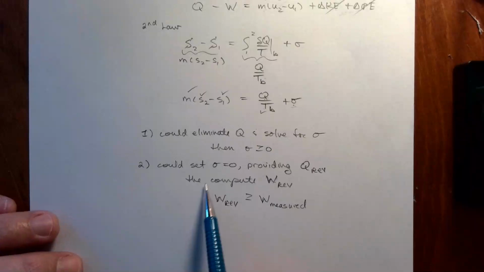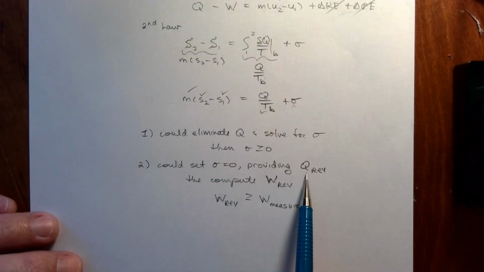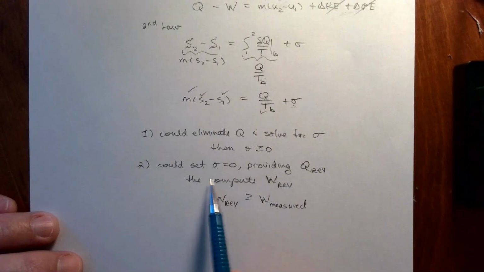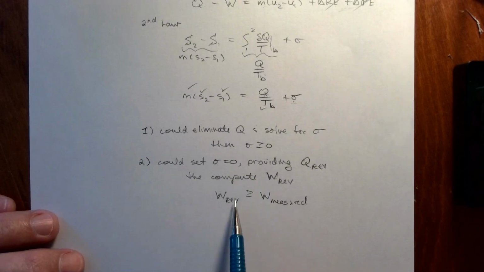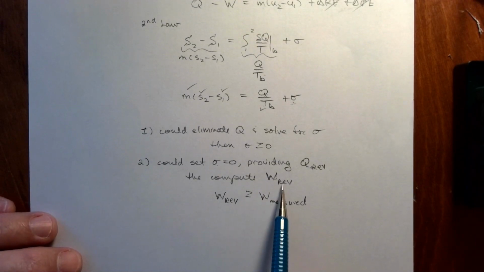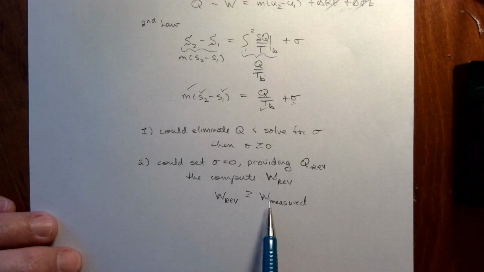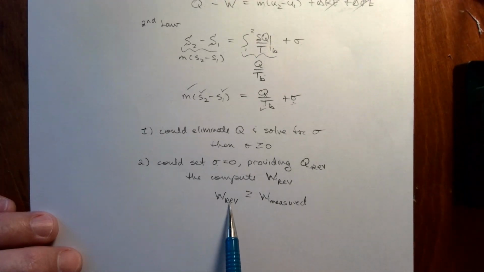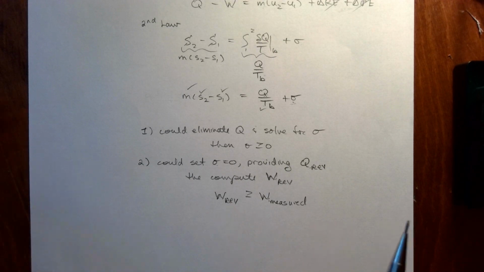So we could compute sigma equal to 0. That'll provide Q reversible. Put that in the first law. That'll give us a W reversible. And then we can compare the reversible case to the measured case. The measured cannot be greater than the reversible case. Otherwise, it's violating the second law. So that's how you would assess whether or not it's physically possible.